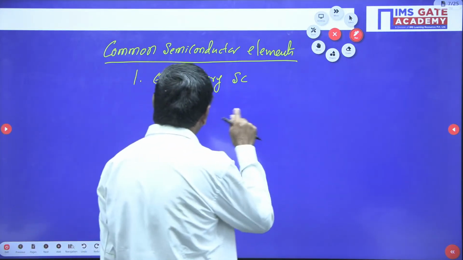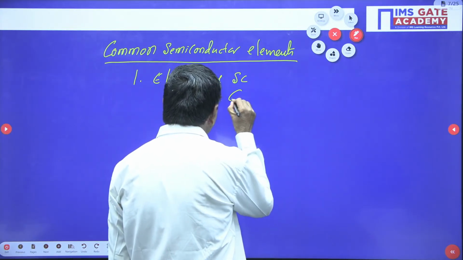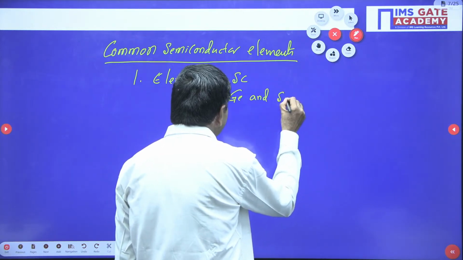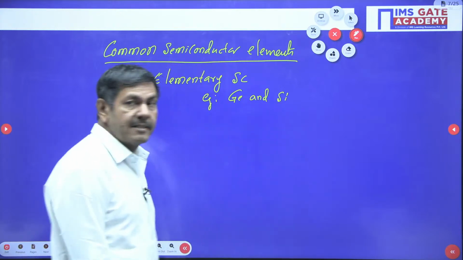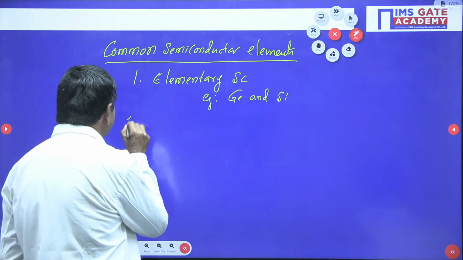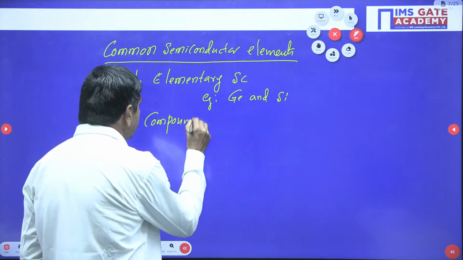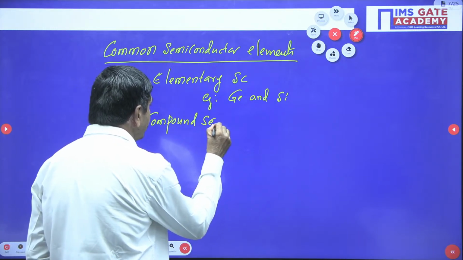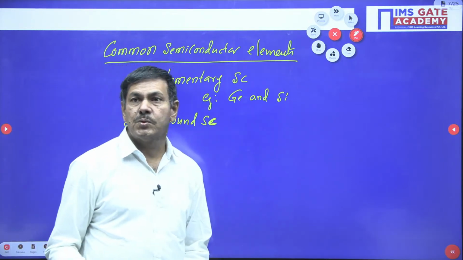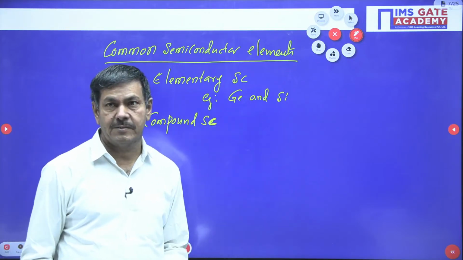So examples for the elementary semiconductors are germanium and silicon. These all come under the elementary semiconductors only. And the next one is the compound semiconductor. The second one is the compound semiconductors. But the crystal diode, the BJT and also the FET are designed with elementary semiconductors only.